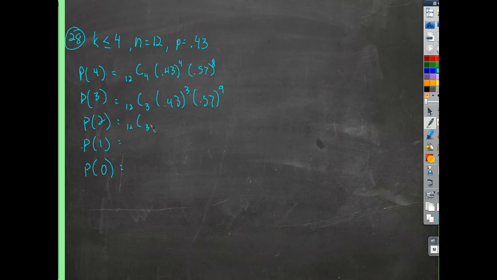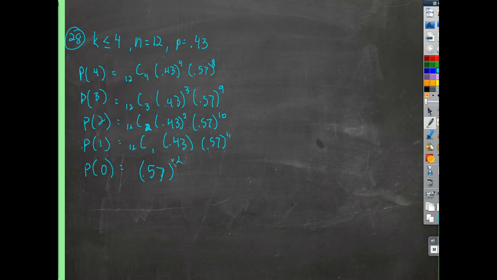And 12C3, 0.43 to the 2nd, sorry, C2. We're going to have 2 successes here, times 0.57 to the 10th. 12C1 times 0.43 to the 1st times 0.57 to the 11th, and finally all of them are failures, which would really just be 0.57 to the 12th. There's only one way that all of them can be failures. You fail every single time, and that would be 0.57 times itself 12 times. So that's how we would handle that.